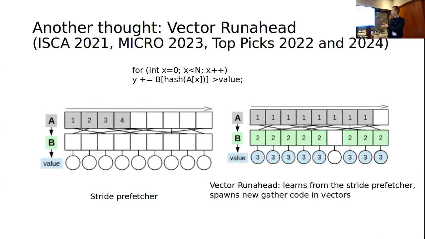Vector runahead learns from the stride prefetcher and spawns lots of copies of this A in vectors so that it can fetch all of them at once. If it's going to miss on each of these, it's better to miss on them all at the same time to hide the latency. More details on that in those papers. The reason I mention it here is because, as far as your stride prefetcher is concerned, your linked list basically looks like an array. I've told you that already. So we can expect this exact same trick to work for functional languages.